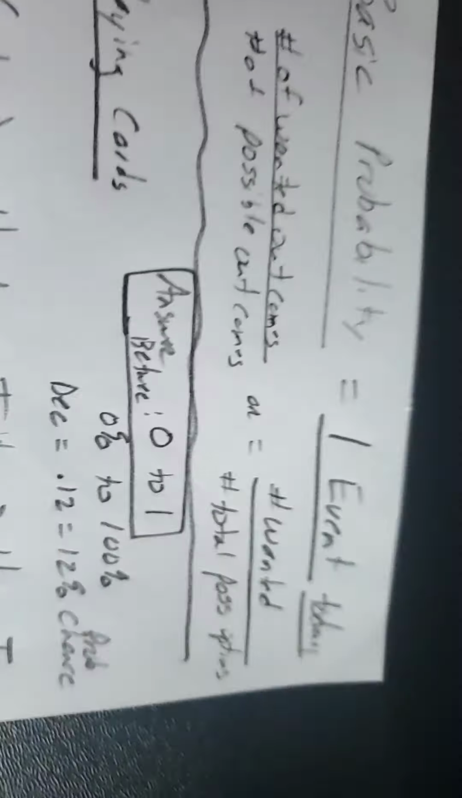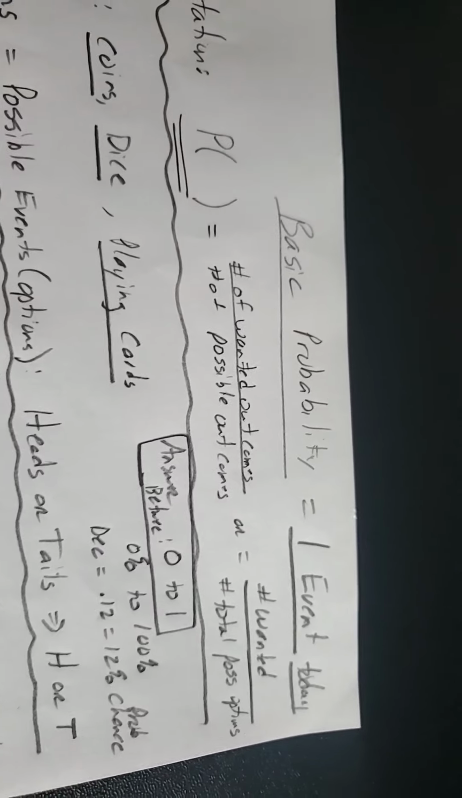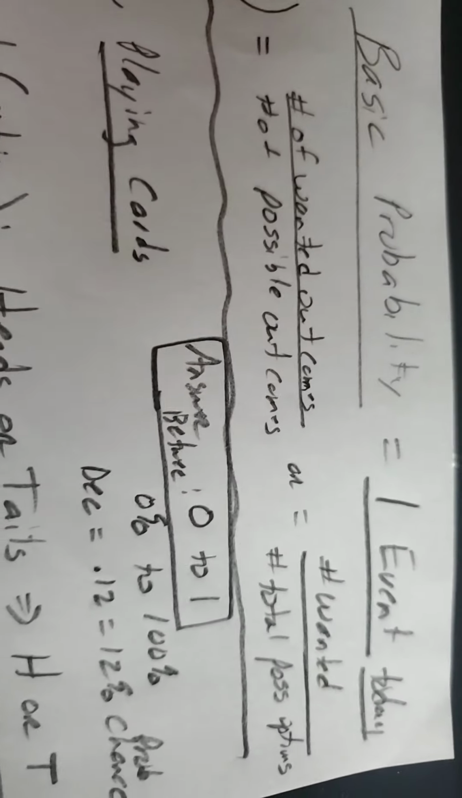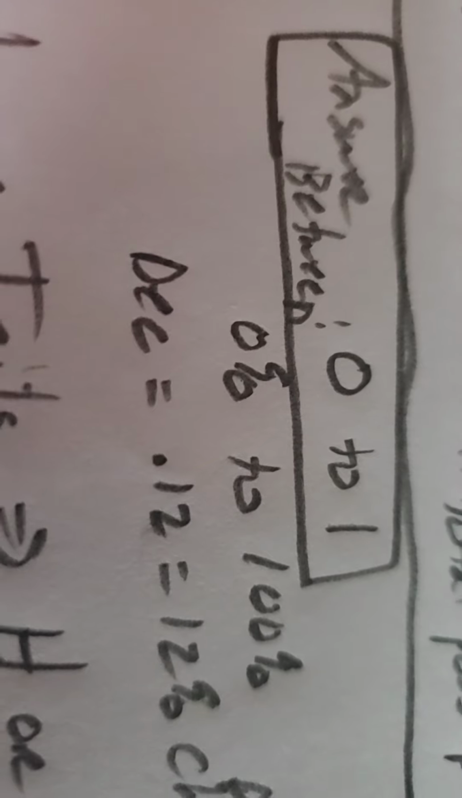Okay? Your answer will always be between 0 and 1. They always make probability a decimal. It could be a percent. It could be a fraction, but typically it is a decimal. Okay? So it's always between 0 and 1, or between 0% and 100%. But again, they usually use the decimal, like 0.12. That would mean a probability of something happening 12% of the time.